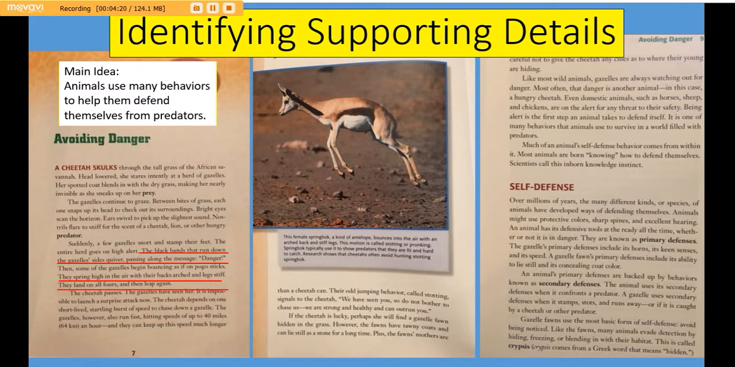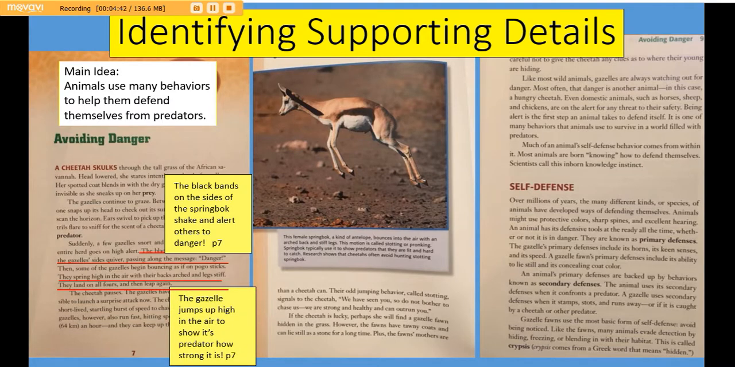Then I'm going to paraphrase it and put it onto a post-it note and stick it onto my page. So for the first detail, I'm going to say that the black bands on the sides of the springbok shake and alert others to danger, and I'm going to put the page number. And then for the second detail, I'm going to say the gazelle jumps high up into the air to show its predator how strong it is, and that's on page 7.